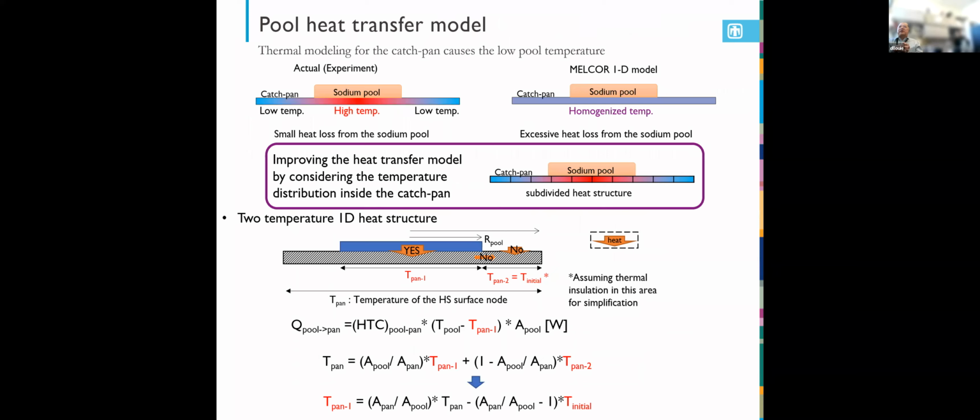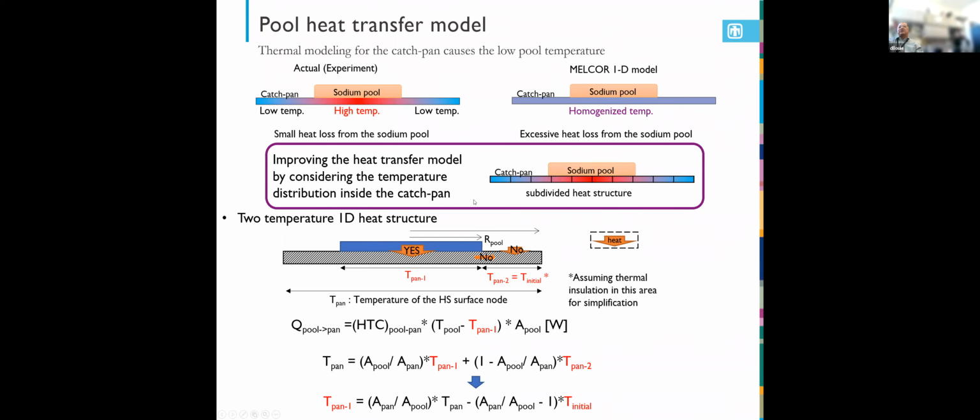The next one is the pool heat transfer models. Like I said, the current model in MELCOR is a 1D model. Basically, the catch pan is one node, then the sodium pool. So there's excess heat loss, I guess, over-predicting the temperature loss from the pool. Now in the actual experiment, the temperature underneath the pool should be higher than outside the pool. So showing here, small heat loss from the pool.